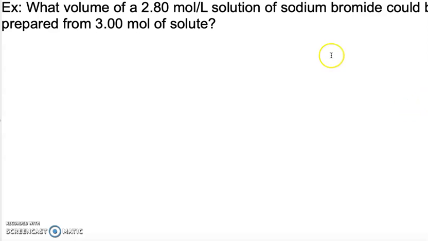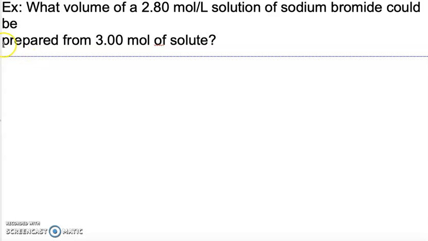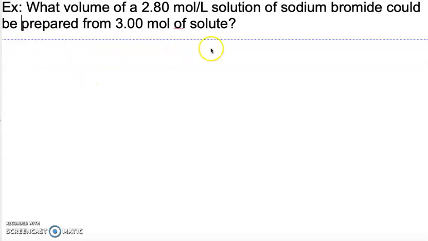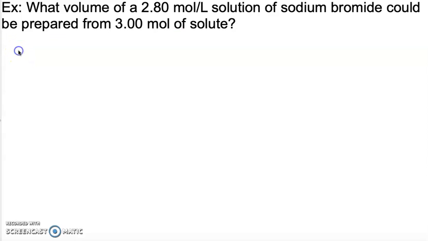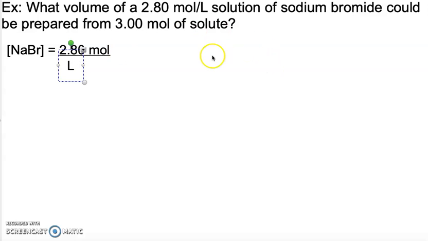All right, so one more example, just to make sure that you feel pretty confident with this. What volume of a 2.80 mole per liter solution of sodium bromide could be prepared from 3 moles of solute? So still the same type of thing. We're looking for volume. We have been given the concentration of sodium bromide as 2.80 moles per liter. And this time, we've been told how many moles we have. So this is a little different. The other ones were giving us mass.